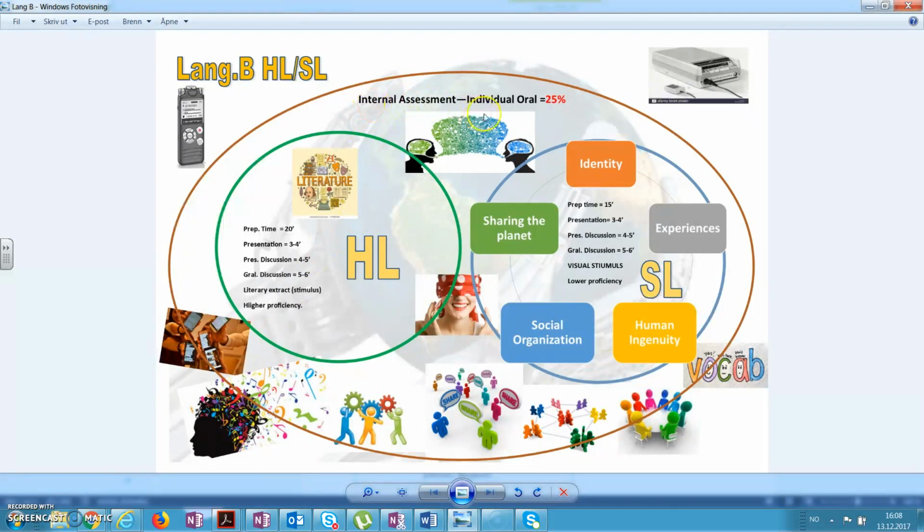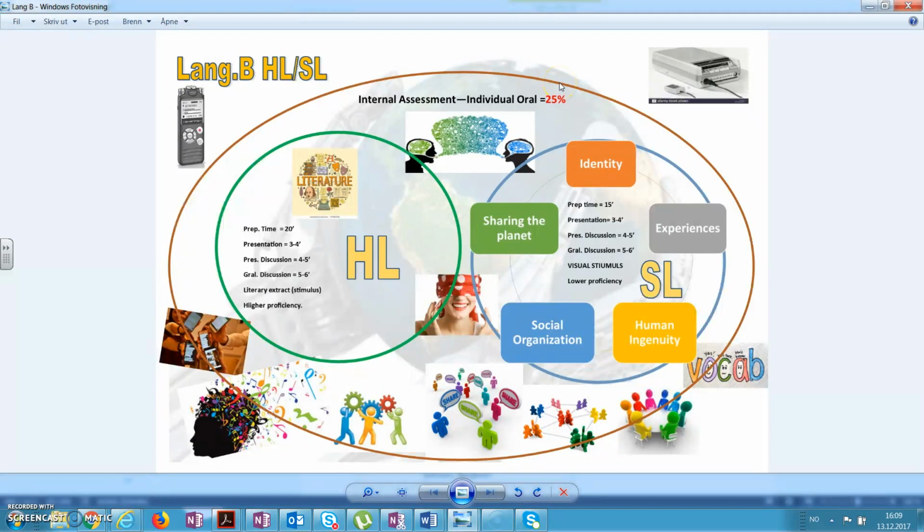The internal assessment is an individual oral, and we're going to work with 4 premises. First of all, in both cases, higher and standard level, the internal assessment is only an individual oral interaction on an unseen stimulus. The second premise is that the individual oral is based on the 5 themes, as we can see here. The same 5 themes would revolve around the higher level also. The third premise is that in both cases, the individual oral is worth 25% of the grade.